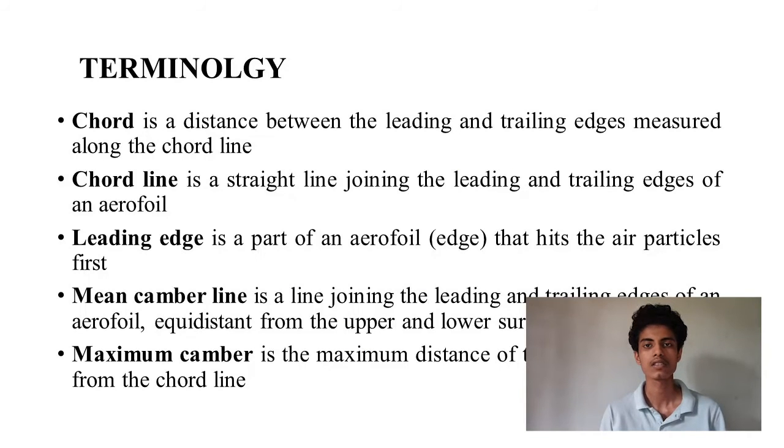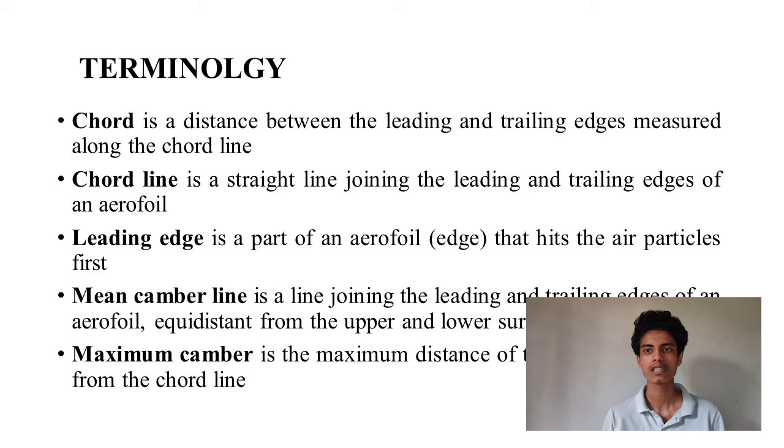The basic terminologies used here are: first one, chord, which is the distance between the leading and trailing edges, measured along the chord line. Chord line is a straight line joining the leading and trailing edges of an aerofoil. Leading edge is the part of an aerofoil that hits the air particles first. Mean camber line is a line joining the leading and trailing edges of an aerofoil, equidistant from the upper and lower surfaces.